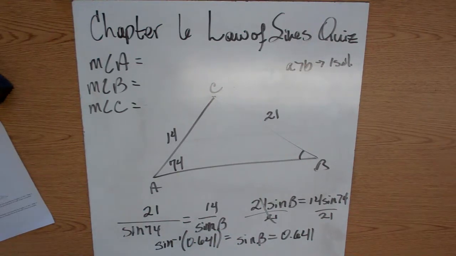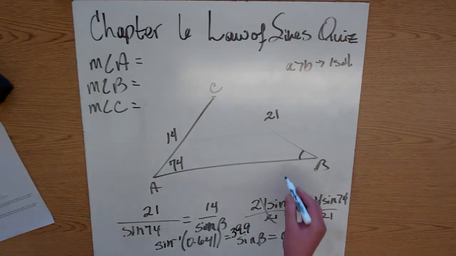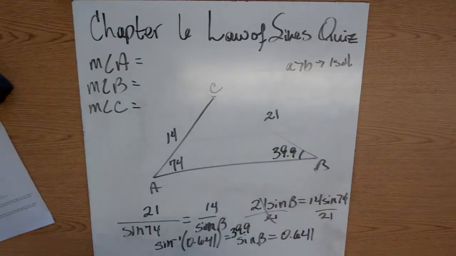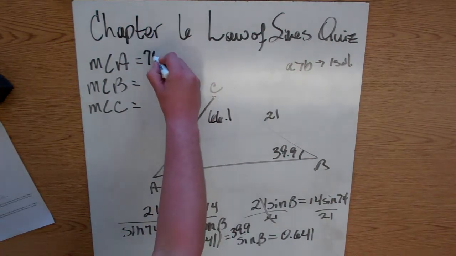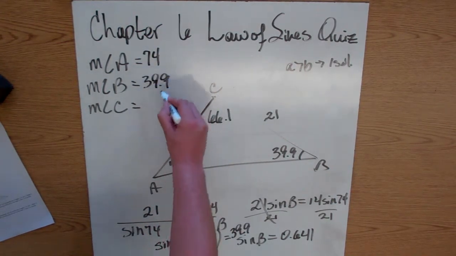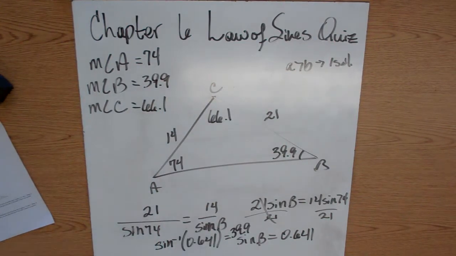So go to your calculator, take the inverse sine of your answer. You're going to get 39.9. So B is 39.9. Now to get C, you simply add these together and subtract from 180. 74 plus 39.9 gives you 113.9. So 180 minus that answer, and C here is 66.1. So we know this is 74, this is 39.9, and this is 66.1.